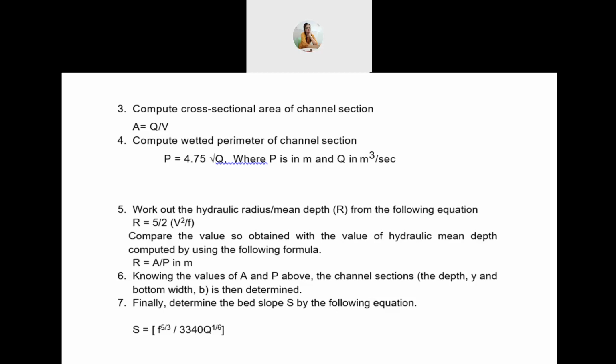Next, knowing the values of A and P above, the channel sections, that is the depth Y and bottom width B, are then determined. Finally, we determine the bed slope capital S by the following equation, that is S is equal to f to the power 5 by 3 whole divided by 3340 into Q to the power 1 by 6.